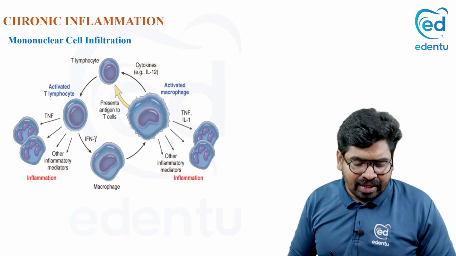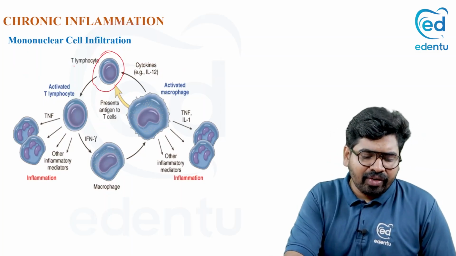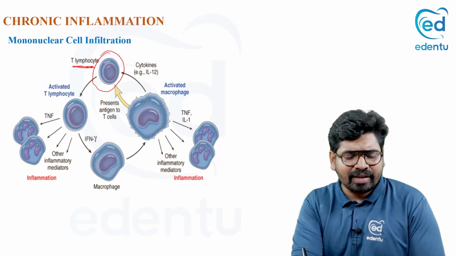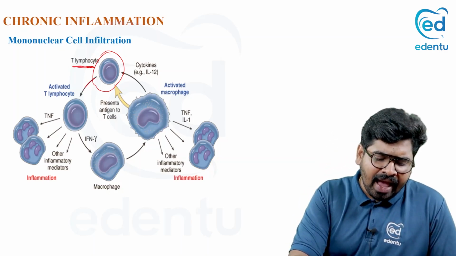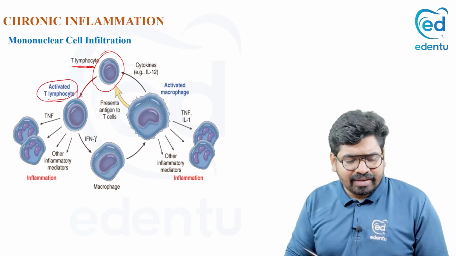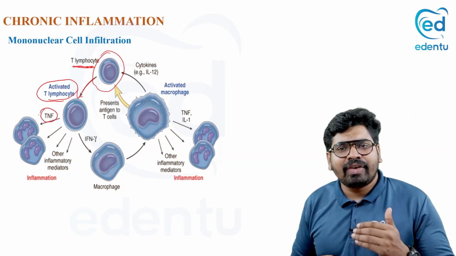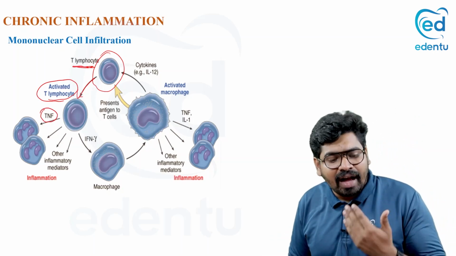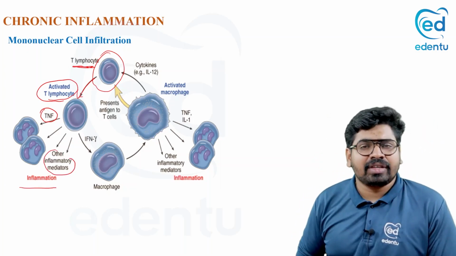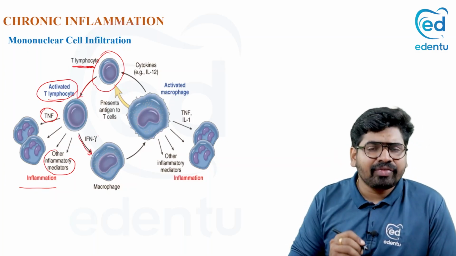Now see, in this image we have a T lymphocyte. This T lymphocyte is a mononuclear cell, right? There is only one nucleus, mononuclear cell. They get activated, and the activated T lymphocyte secretes certain cytokines, your TNF alpha, tumor necrosis factor alpha, and other inflammatory mediators that can cause inflammation. And this IFN gamma is called interferon gamma.